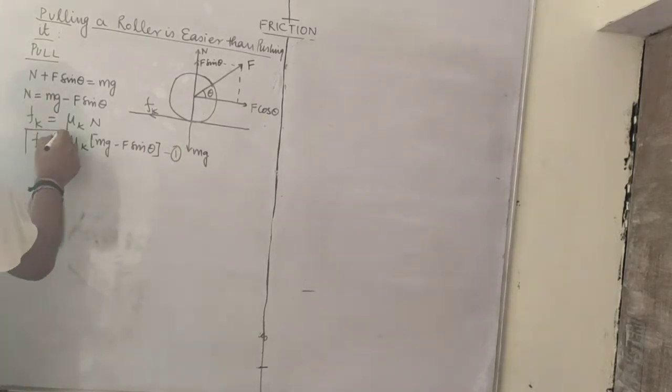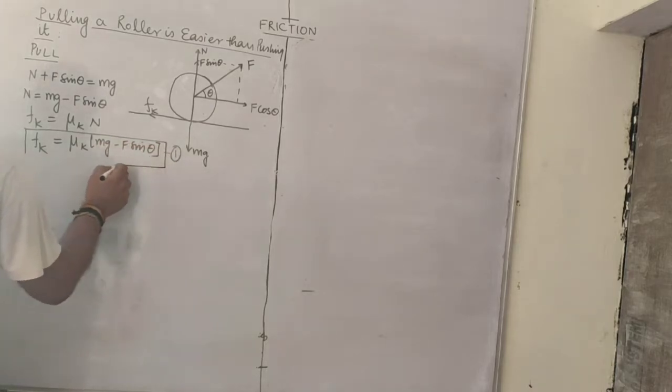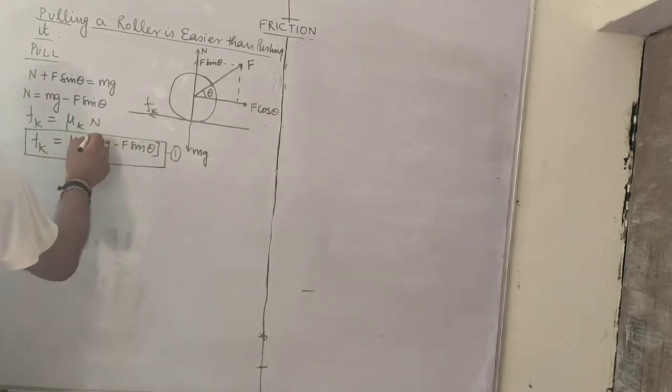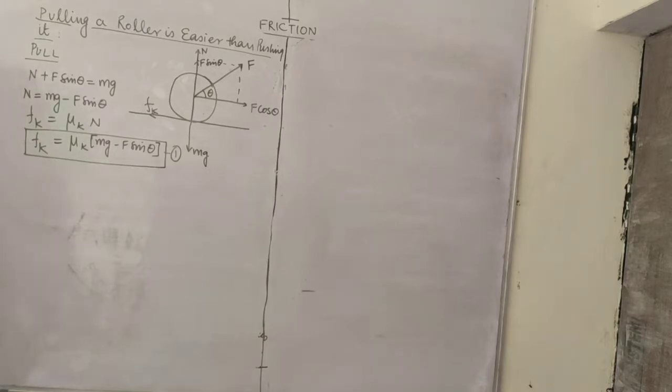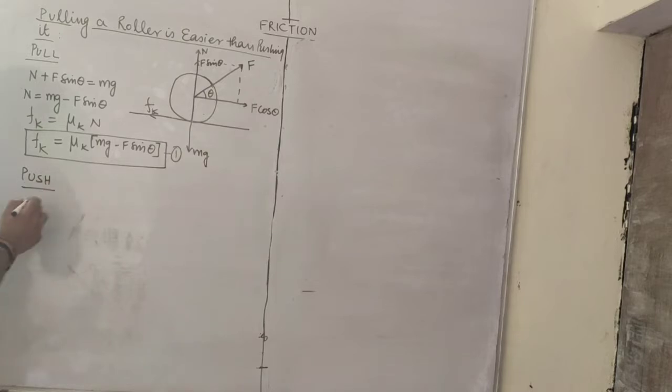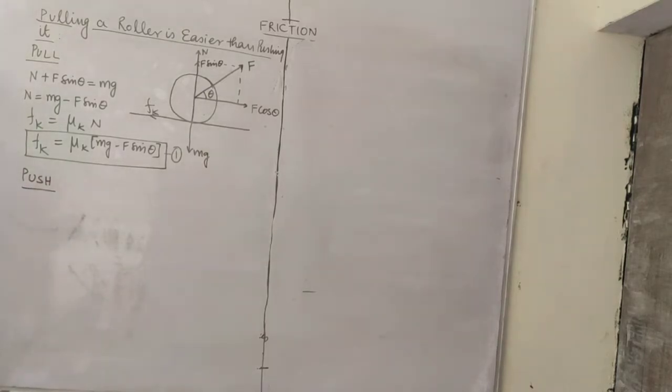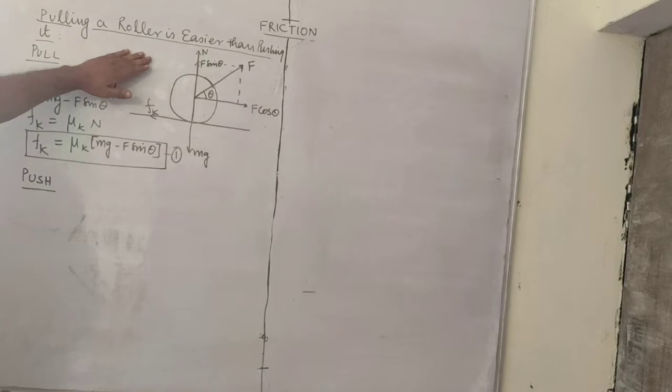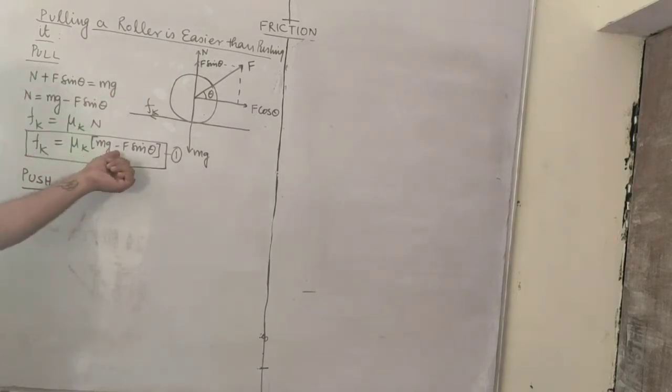You all know, if force of friction is less, it is easier to make the object move. Here force of friction is with a minus sign. Now in case of pushing, I am saying that pulling a roller is easier. So here force of friction is coming with a minus sign. That means in case of pushing, we will get a plus sign there.